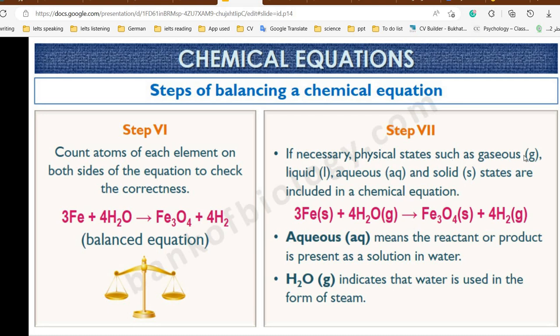If necessary, add the physical states: solid, gaseous, solid, gaseous. Aqueous, or aq, means the reactant or product is present in a solution in water. G indicates the water is used in the form of steam. Water (g) means in the form of steam. Aqueous means present in a solution.